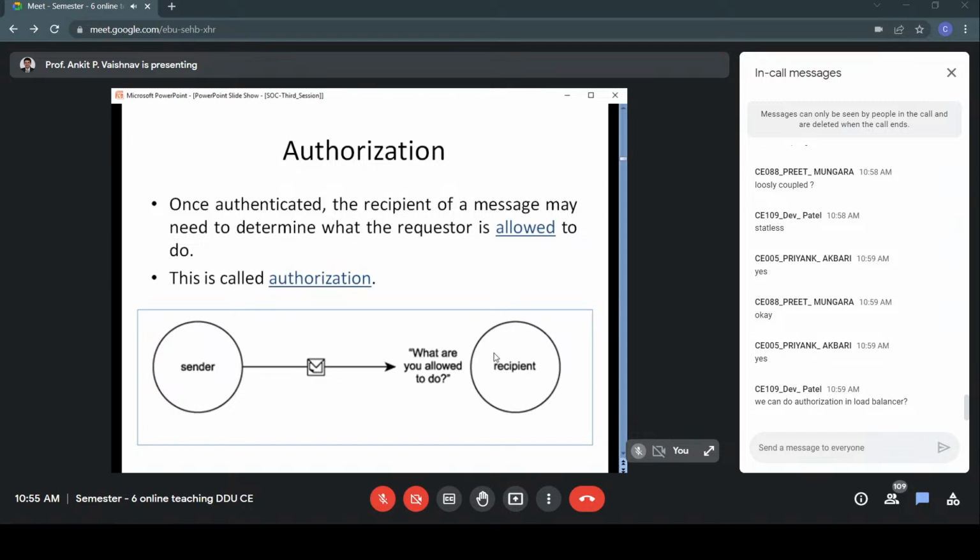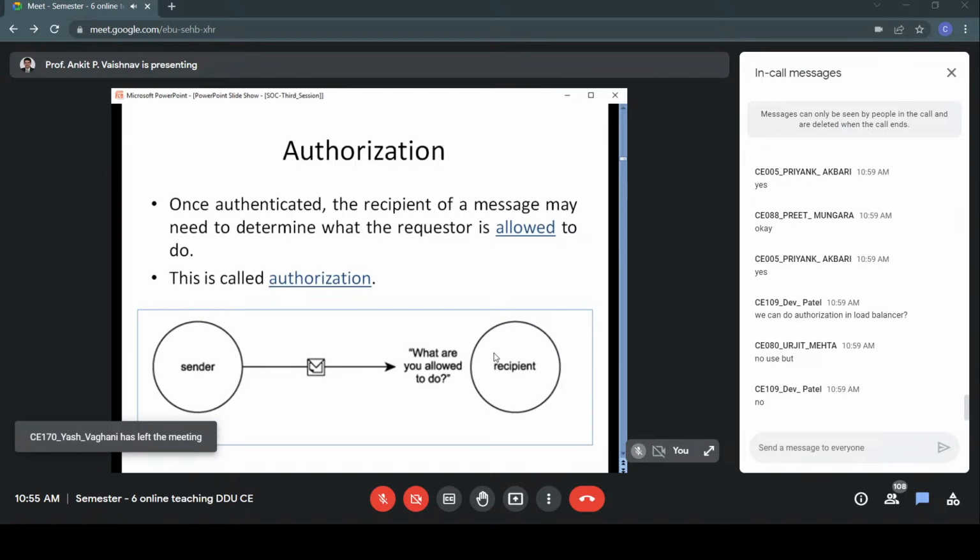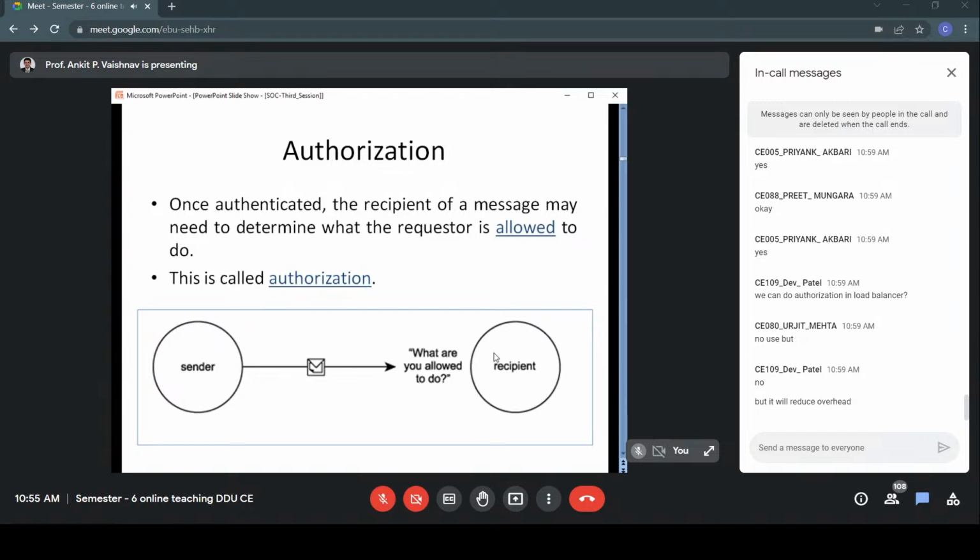We can do authorization in the load balancer. Yes, yes, Dev. But is the load balancer allowed? What is the goal of a load balancer? Is it supposed to do authentication or authorization? Will it violate the reusability principle of the load balancer then? If you embed the logic of authentication and authorization in the load balancer, it will actually become specific. It is not going to be reusable anymore, right? It will reduce overhead, definitely, right?